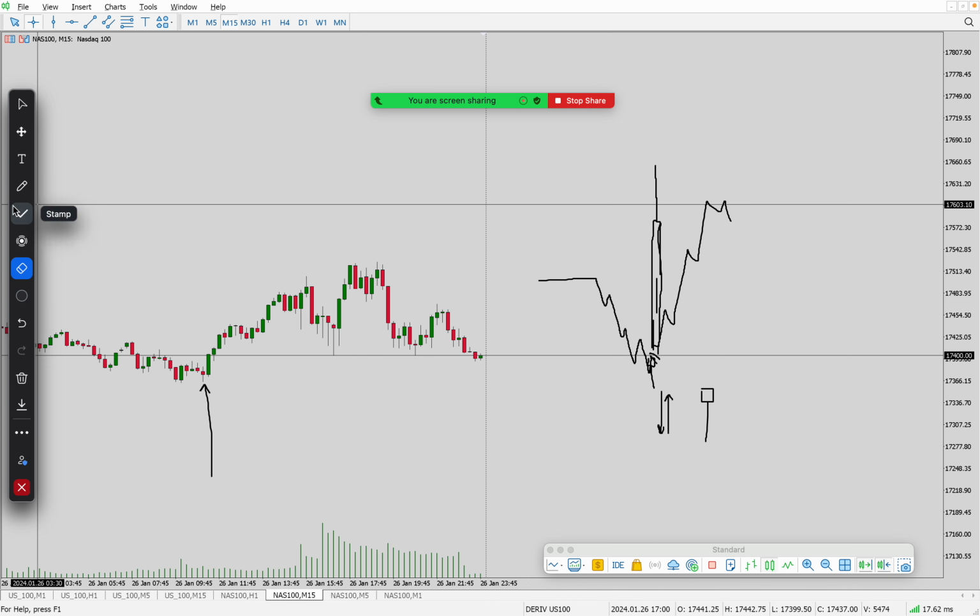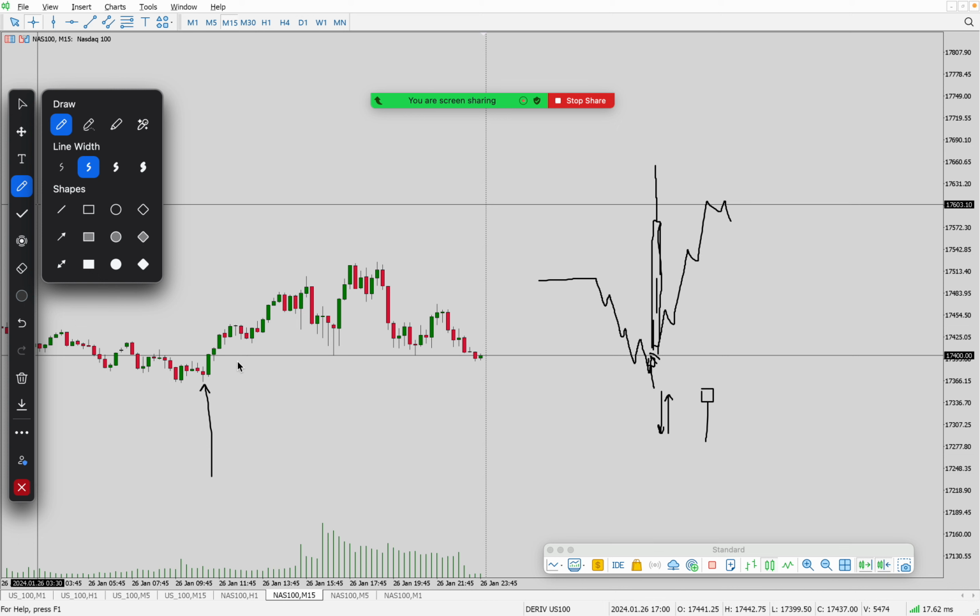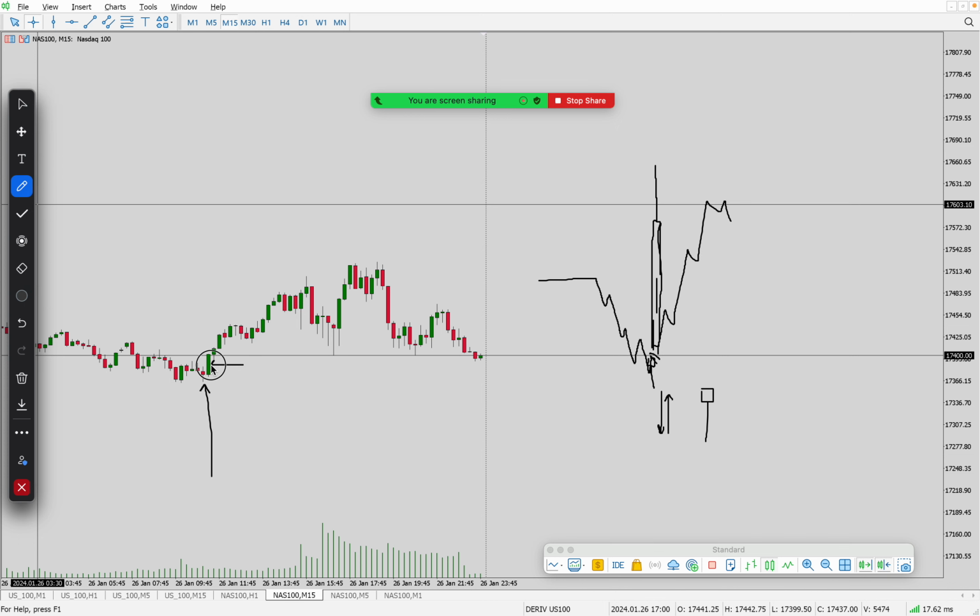It's called a bull harami because of how the next candle engulfs it. I have software that actually names these out for you. I'll be happy to give you guys that software.